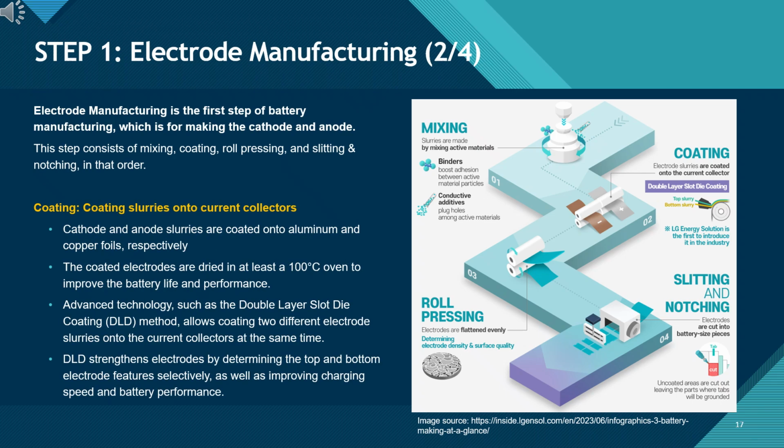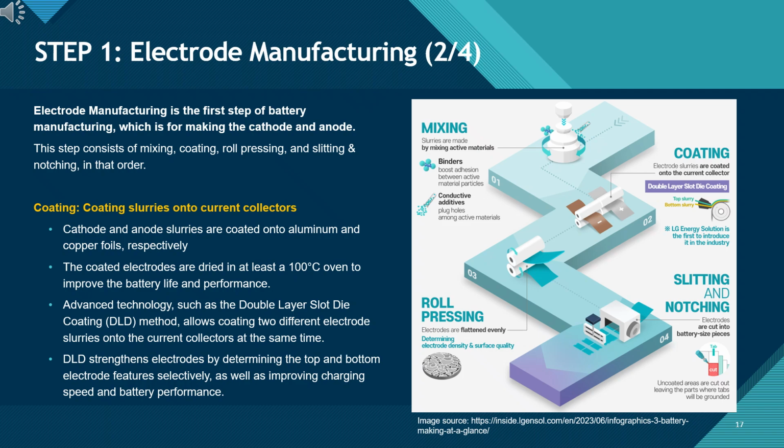Step 1, Electrode Manufacturing, Part 2 of 4 for coating. In this slide, we focus on coating, where the mixed slurries are transferred onto the metal current collectors. Cathode slurry is coated onto aluminum foil and anode slurry onto copper foil, typically using a slot die coater. After coating, the electrodes pass through a drying oven, usually above 100 degrees Celsius, to remove solvent and fix the active material, binder, and conductive additives onto the foil.